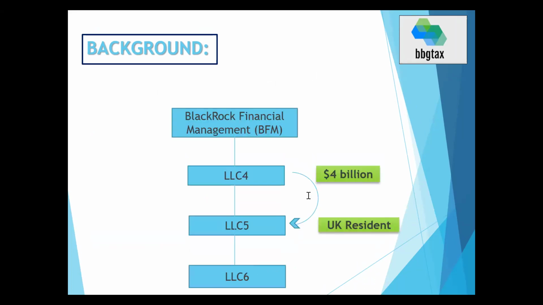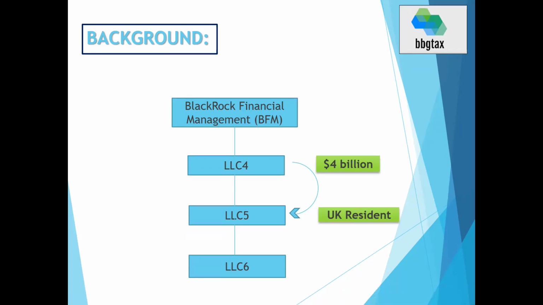Now, the acquisition involved intra-group loans amounting to $4 billion, which were issued from LLC 4 to LLC 5. LLC 5, which is a UK tax resident, was entitled to deduct interest on the loans in its corporate tax returns, transfer the losses to other UK group entities, and as a result reduce its overall tax liability. So that is why the whole issue arose.